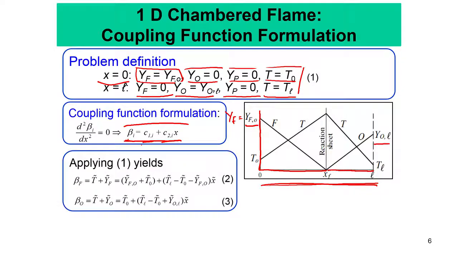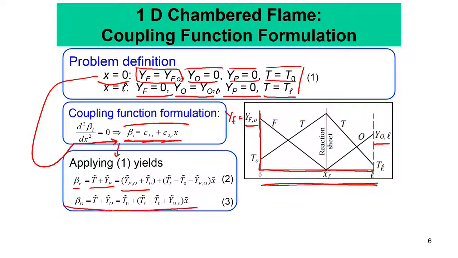So applying these boundary conditions, what we get is that beta f is essentially T tilde plus yf tilde, and that is our beta. We assume that beta 1 is equal to beta fuel, and that is given by T tilde plus yf tilde. If we apply this, we get yf tilde 0 plus T0 tilde plus TL tilde minus T0 tilde minus yf 0 x tilde. Of course, it has to be linear in x.